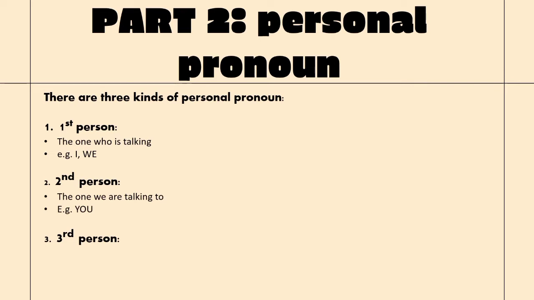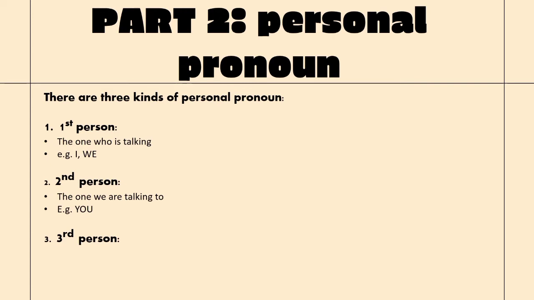Second person is the one we are talking to. For example, I am talking to you, so you are the second person, and second person is just you. There is no plural or singular in it, and you is taken as plural.